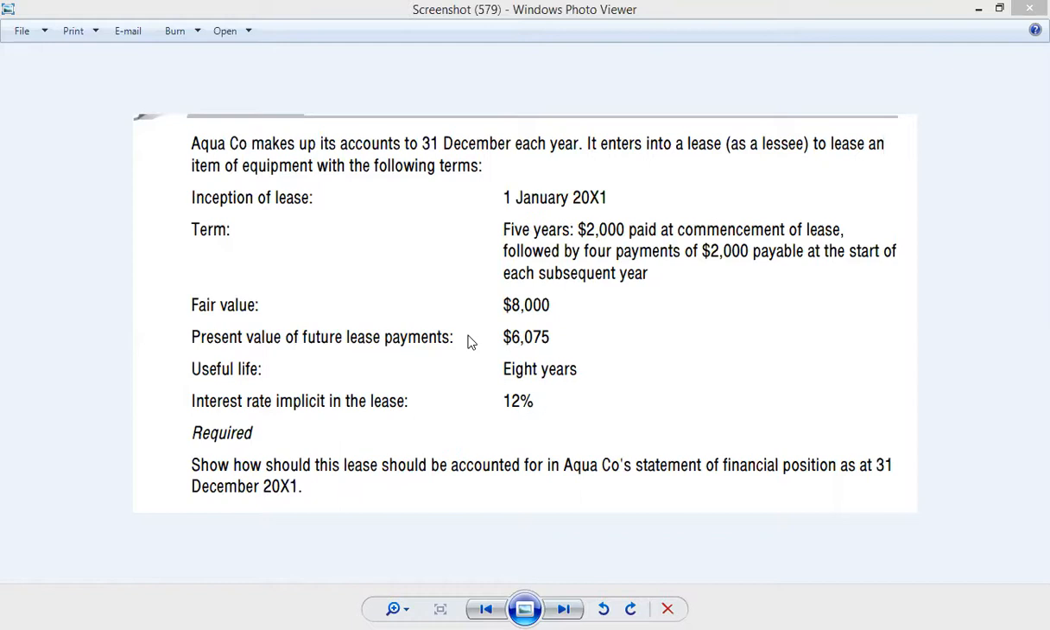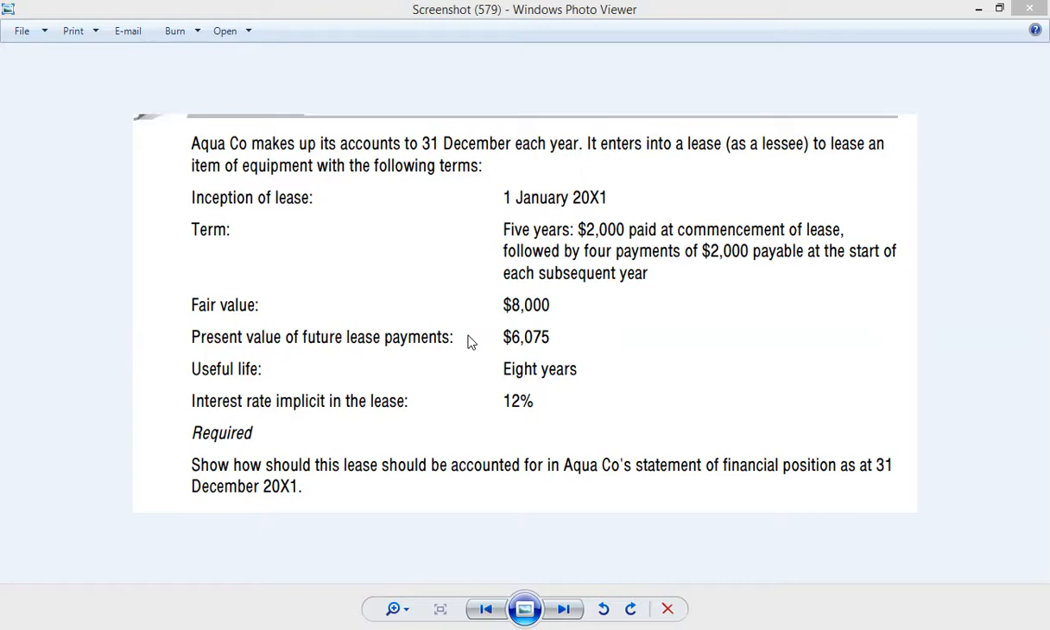At the start of each subsequent year. So basically almost the same as what you saw. 2,000 at the start and 4,000 payment at the start of each year. So meaning that the lease term is for 5 years. But because of the initial payment, you pay the initial 2,000 and the rest 4,000. It might go the same process.